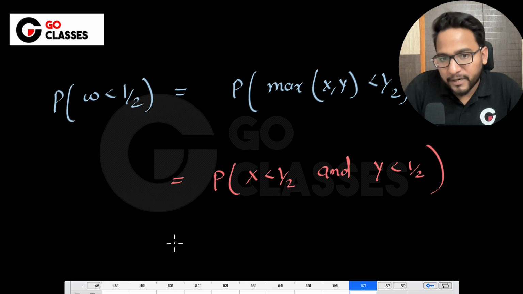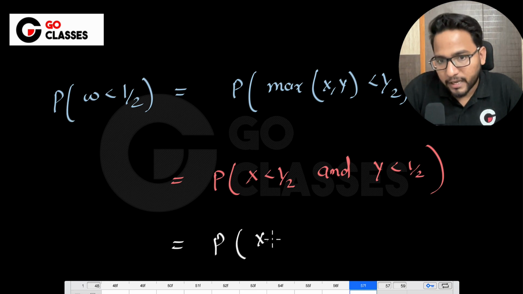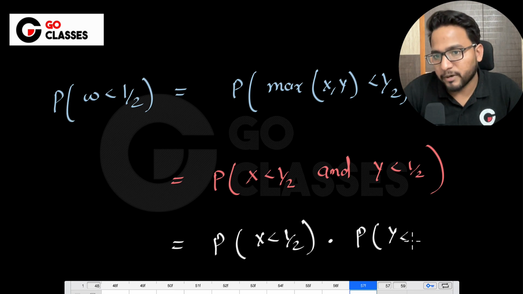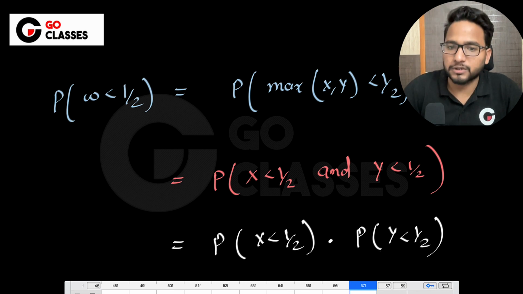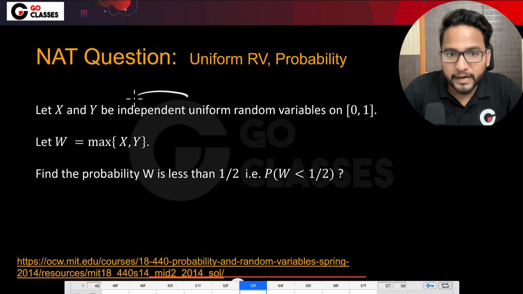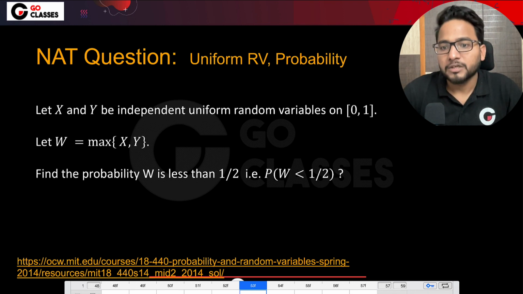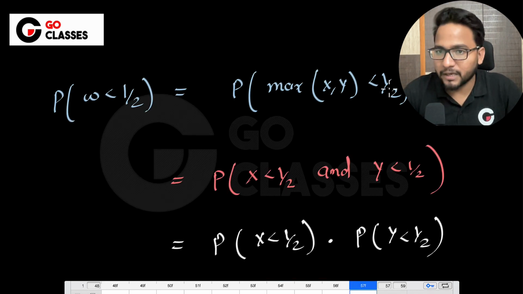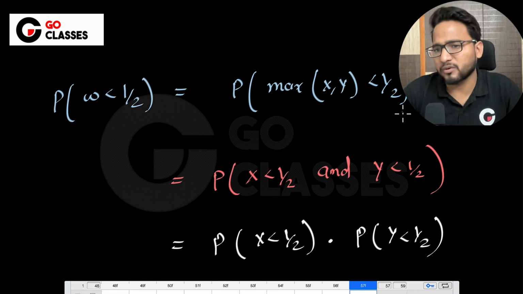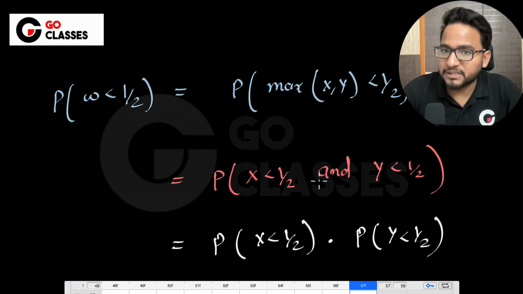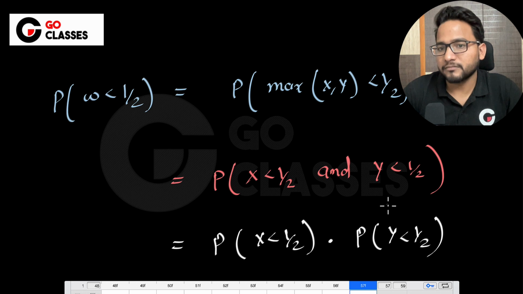And since they are independent, you can say that the probability of X less than 1 by 2 multiplied by the probability of Y less than 1 by 2, because they are independent. It is given in the question. Just read it out, they are independent uniform random variables. So see, in case of maximum, if they give you less than 1 by 2 or less than something, you find out the probability, then you can basically write it this way.